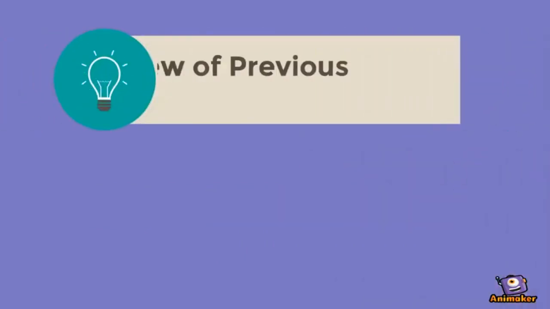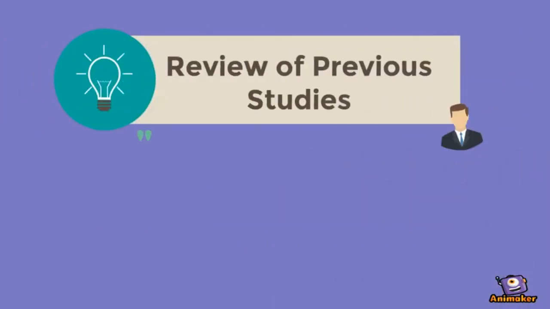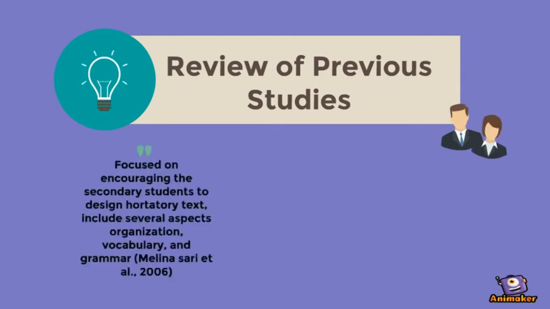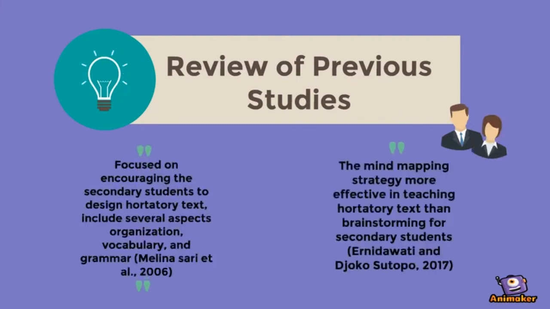Second, review of previous studies. The first previous study, by Melina Sari et al. in 2006, focused on encouraging senior high school students to design hortatory texts, including several aspects: organization, vocabulary, and grammar. The second previous study, by Ernie Dewanti and Joko Sutopo in 2017, found the mind mapping strategy more effective in teaching hortatory texts than brainstorming for senior high school.